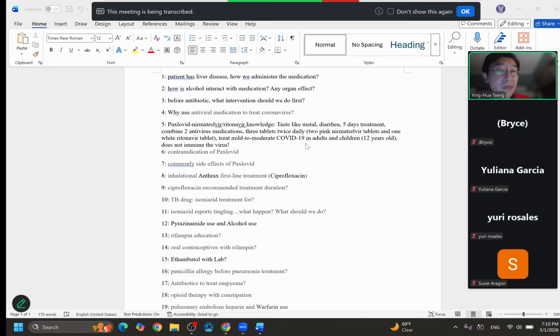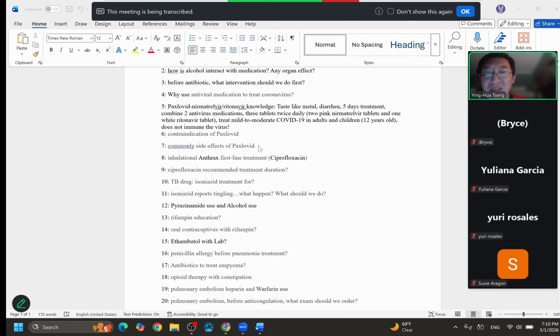Okay, for adults, of course, you can use it. For children, usually we use it over 12 years old. So if a child is under 12 years old, the pediatric doctor may switch to another antiviral medication, not Paxlovid. Okay, and it does not give immunity against the virus. That means what? This is not a vaccine. So when a patient tells you, I took Paxlovid, so I won't get COVID anymore, no, this is not a vaccine. You still need to get vaccinated yearly. So it's not immunity for the virus. Okay, this is Paxlovid with all the knowledge here.